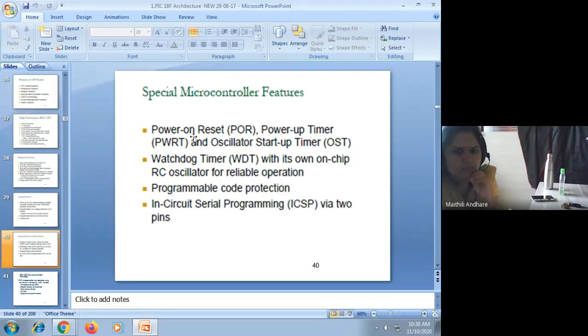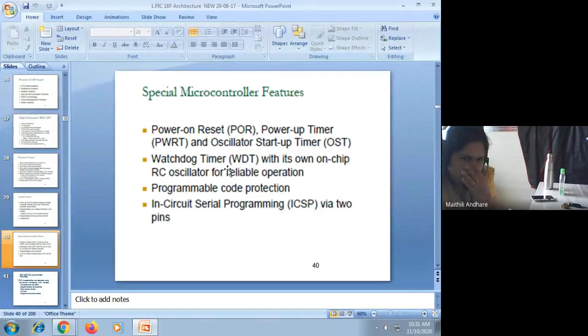So these are the timers available. How can that be detected? Related timers are available. Power on reset timer is available. Power up timer is available. Oscillator startup timer is available. So these are the timers associated with that feature.